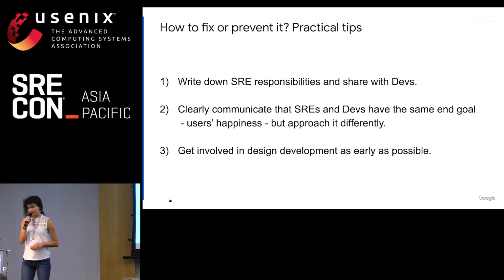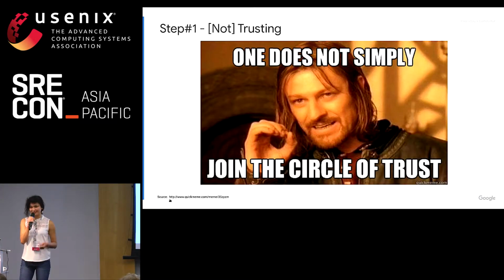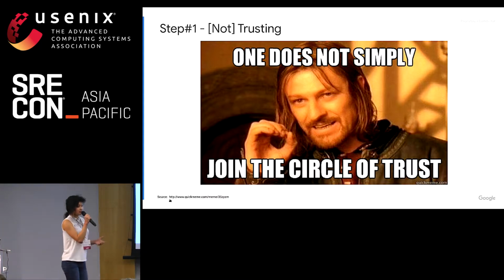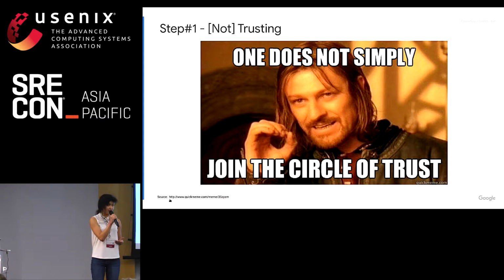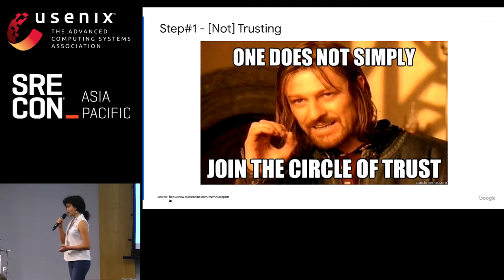On to the second principle, which is not trusting. There is a saying, a relationship without trust is like having a mobile phone with no service. And what you do with a mobile phone with no service? You play games. From a SRE perspective, it's easy to think that developers don't care about end-user experience. But chances are they do.